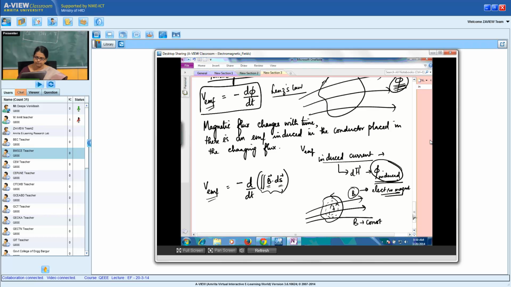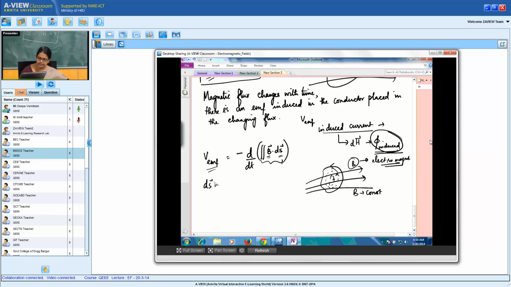But if we are assuming that ds, or the area of the loop, is constant, then I can write this as del B by del t dot ds. Partial derivative, because I could have B changing, or B could change with time, space, etc. So, I am looking at B changing with respect to time.